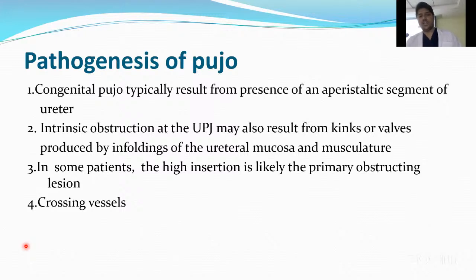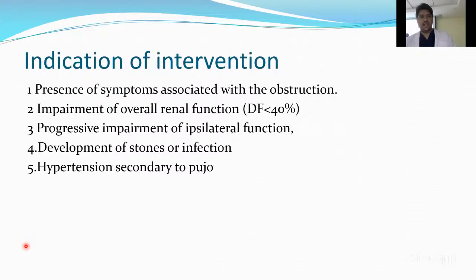musculature. In some patients, high insertion is likely the primary obstructive lesion, and in some, a crossing vessel is the primary pathogenesis. Indications for intervention: symptomatic patients, impairment of the overall renal function, progressive impairment of the ipsilateral renal function, and development of stone, infection or hypertension secondary to PUJ obstruction.